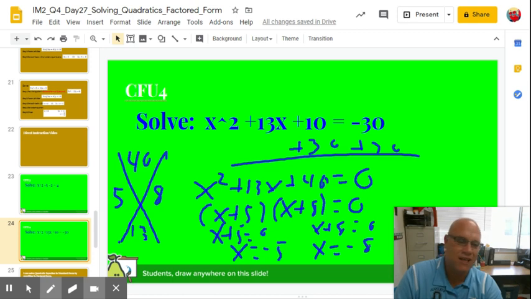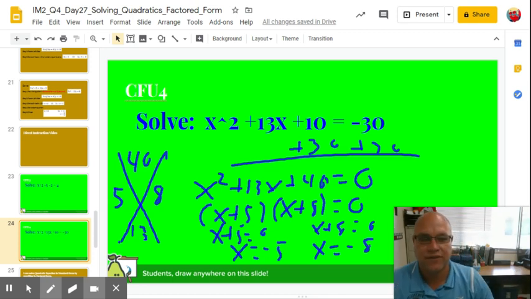If it just said factor the expression, right? We were just given x squared plus 13x plus 40. That was it. No equal sign. Then all you can do is factor and you're done. All right, you got to understand those differences.